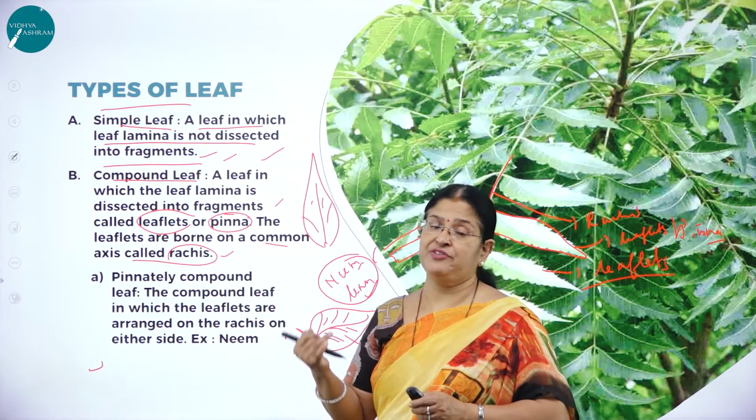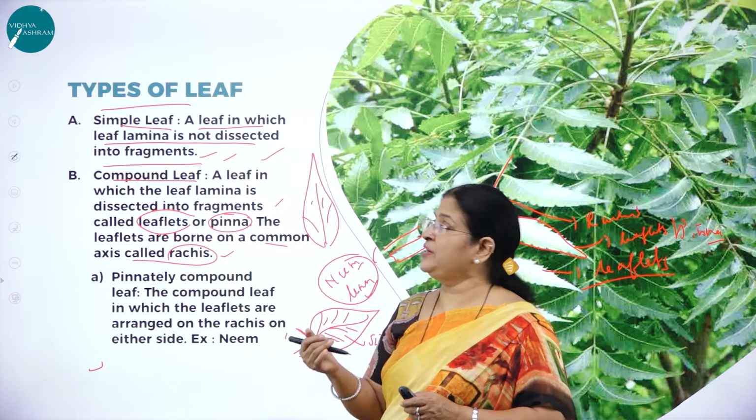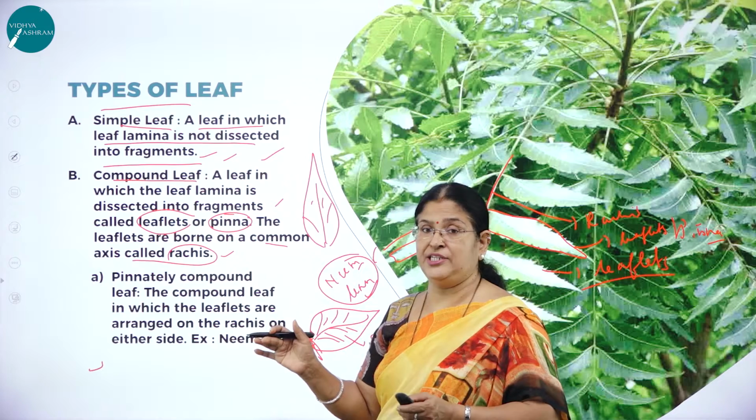What are the two types of leaf? Simple leaf and compound leaf. What do you mean by simple leaf? The leaf lamina is not dissected into fragments.